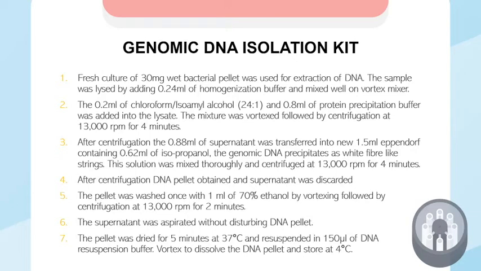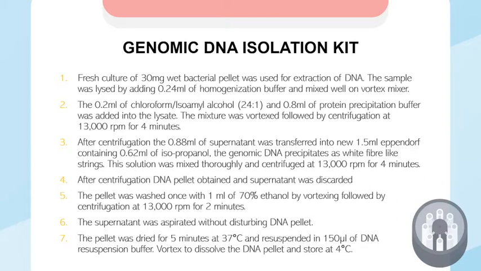After centrifugation, 0.88 ml of supernatant was transferred into a 1.5 ml Eppendorf containing 0.62 ml of isopropanol. Then the genomic DNA precipitates as white, fiber-like strings. The solution was mixed thoroughly and centrifuged at 13,000 revolutions per minute for 4 minutes. After centrifugation, a DNA pellet was obtained and the supernatant was discarded.